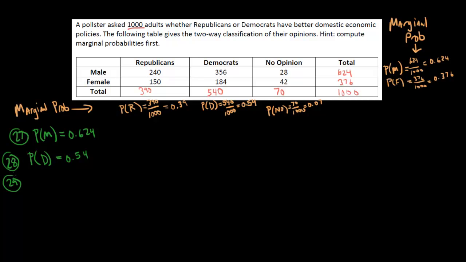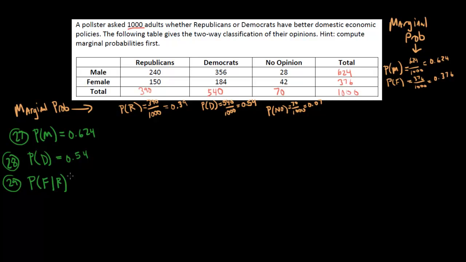Number 29 says the probability that a randomly selected adult is female given that she thinks the Republicans have better economic policies. Now, when you see that word given, you need to think conditional probability. So not marginal probability. We want to find the probability that a randomly selected adult is female given that she is Republican. So we want the probability of female given Republican.